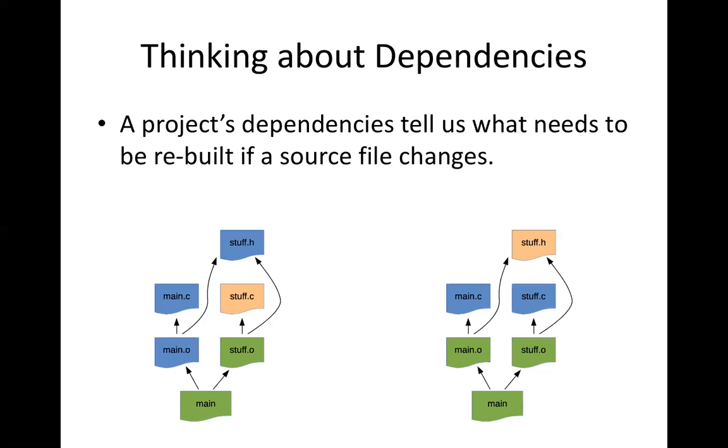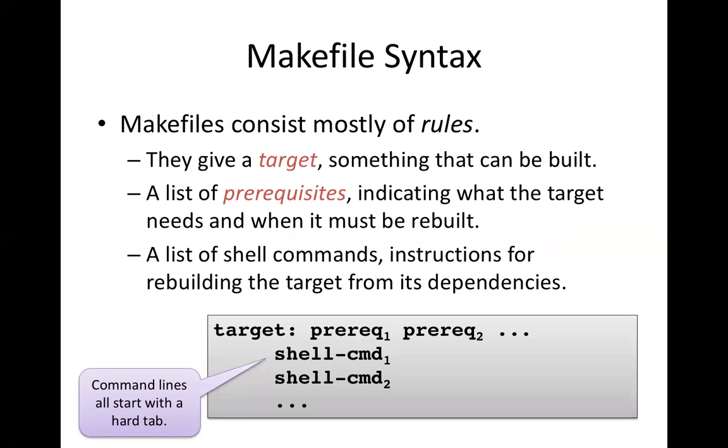Describing a makefile involves describing how these different components of your project depend on each other. A makefile is usually a sequence of rules that describe what has to get rebuilt and when it has to get rebuilt, based on what it depends on.